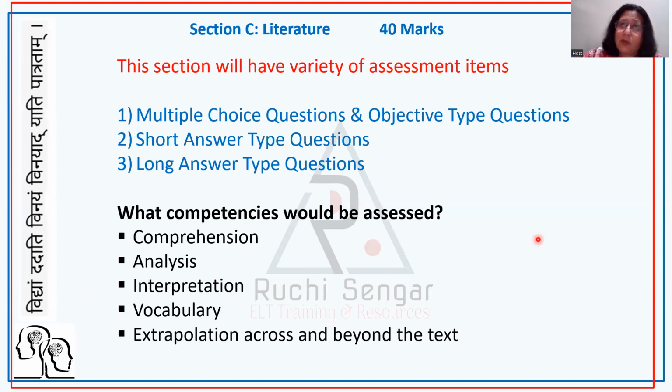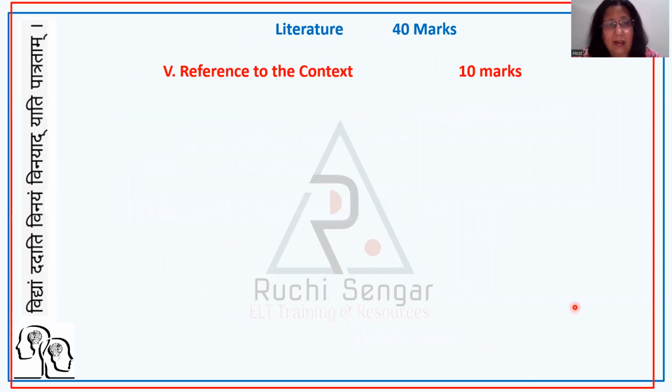And what competencies would be addressed? You would have comprehension, very simple. Analysis, interpretation, vocabulary, extrapolation across and beyond the text. Okay. So nothing in isolation here. Everything's connected. Okay. Then let's go to the number 5, which is reference.